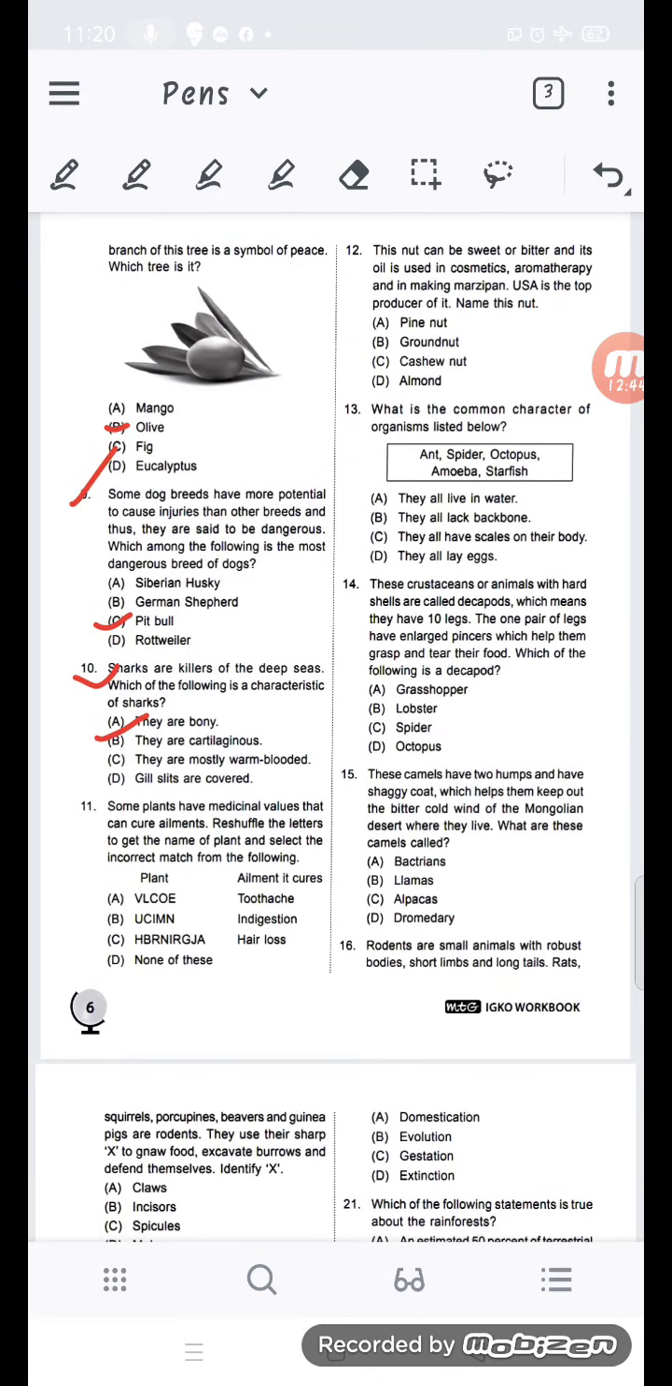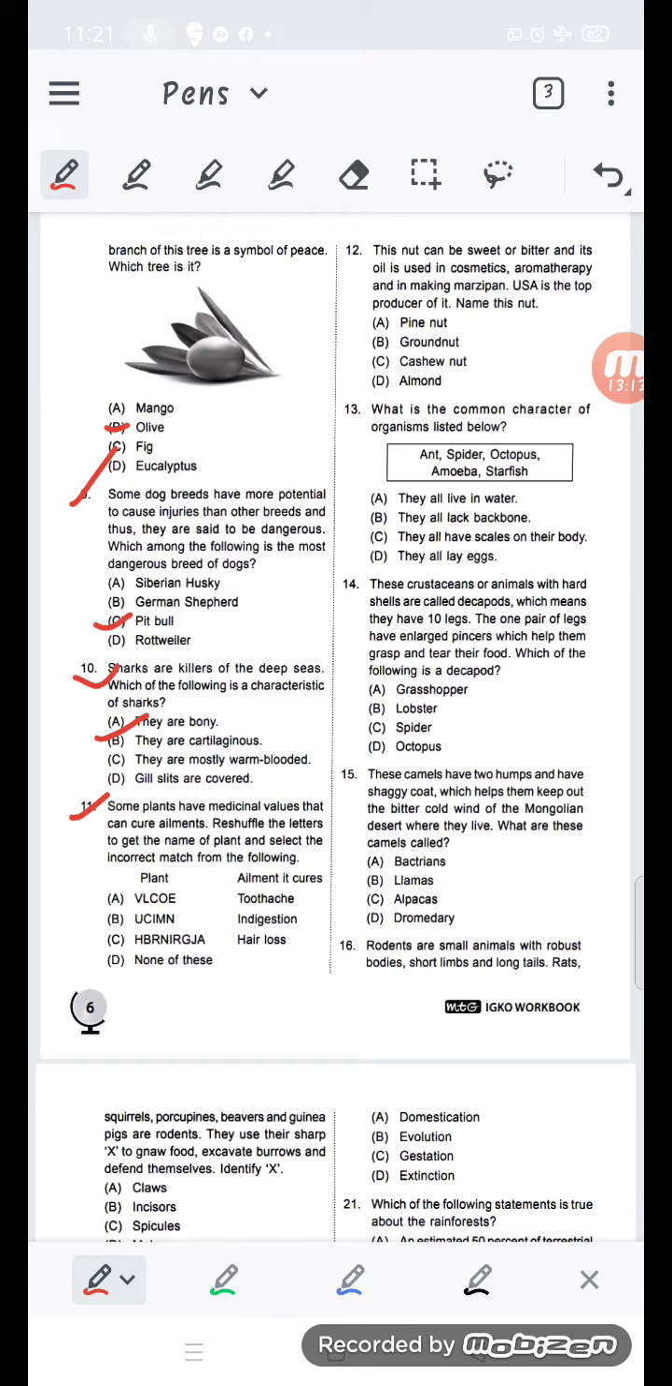Then we are coming to the next question, that is question number 11. Some plants have medicinal values that can cure ailments. Reshuffle the letters to get the name of the plant and select the incorrect match from the following. Plant and the ailment it cures.